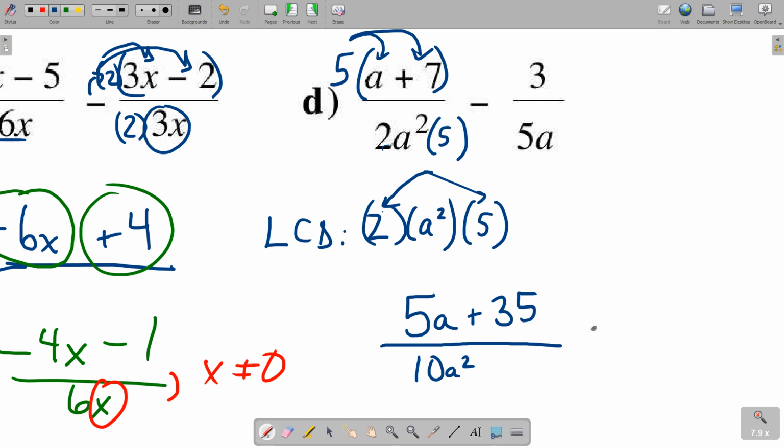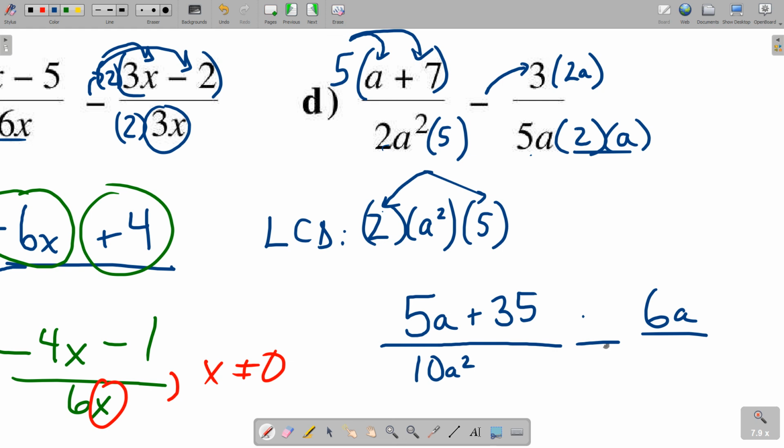We're going to subtract. We haven't done anything here with this yet. 5a. I need a 2. And I need an a squared, so I have to multiply it by another a. I need an a. So what I need is 2a to make that happen. So I got to multiply this by 2a. Minus 3 times 2a is minus 6a.